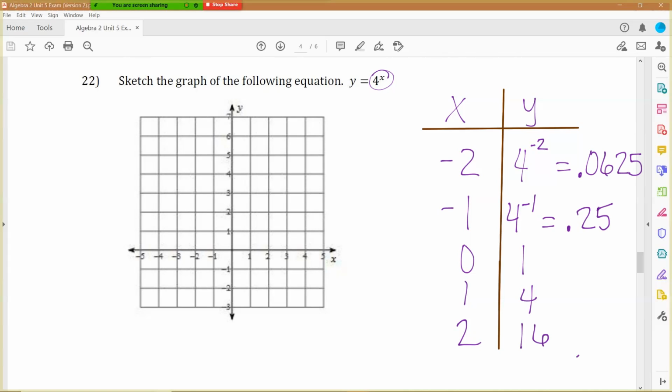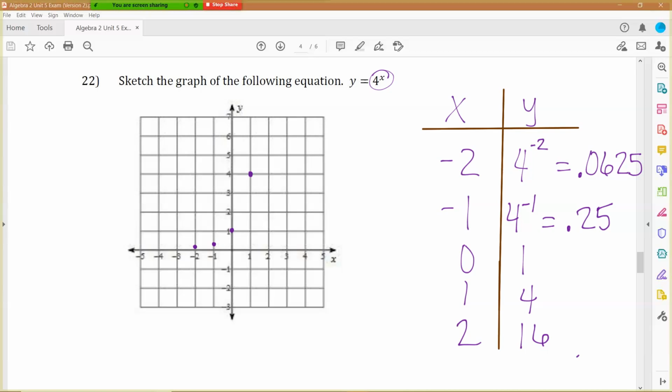Then we have to graph these 5 points. So for me to graph -2, 0.0625, that's just going to be really, really, really close to my x-axis. 0.25, so -1, 0.25, just a hair above it. 0, 1 should be exactly at 0, 1, and 1, 4 should be exactly at 1, 4.